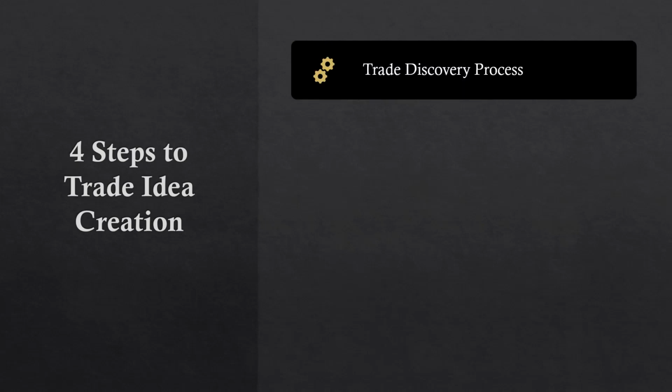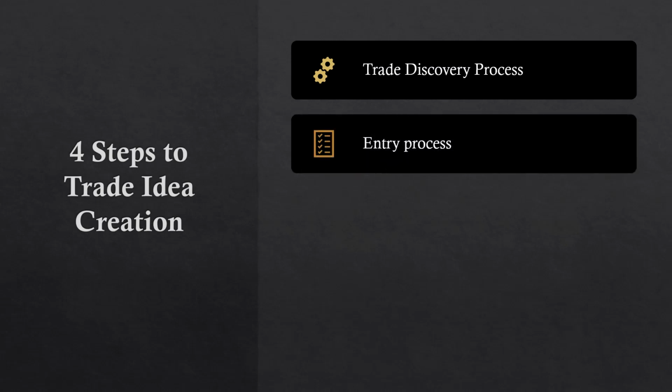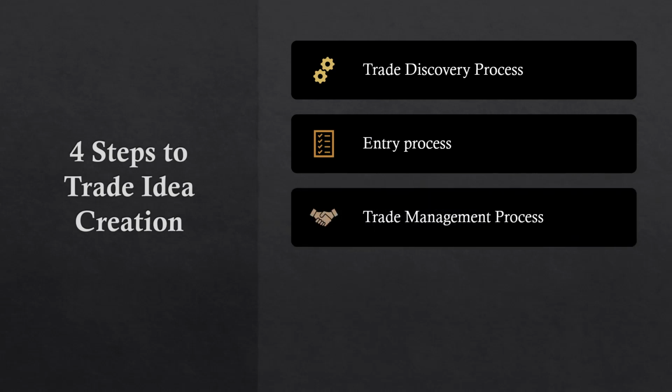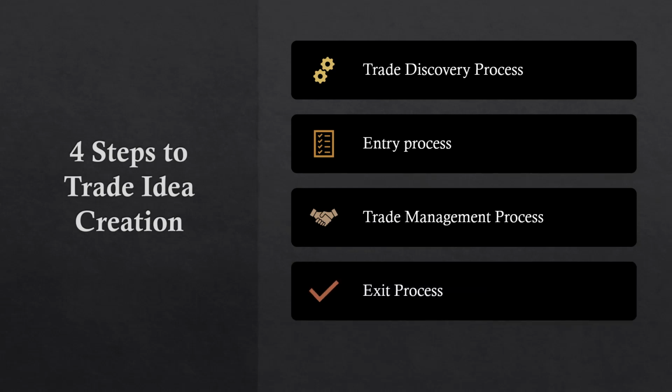So let's talk about the 4 steps to these trade idea creations. Step 1 is trade discovery. How are you going to discover these trades? Step 2 is your entry process. How are you going to enter this trade? Step 3 is trade management process. And step 4 is exit process.